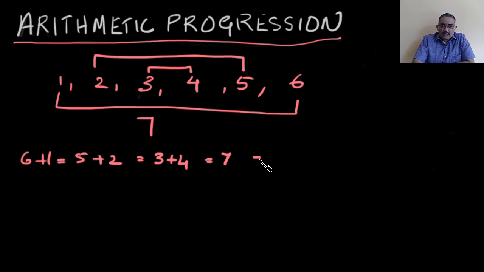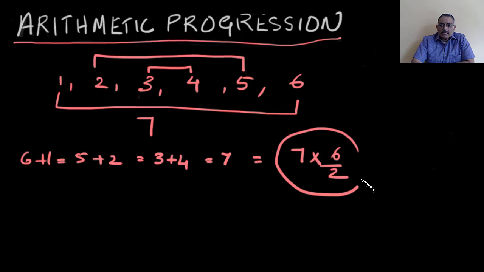Now how do we find the sum of all these terms? All we have to do is take this 7 and multiply by the total number of terms divided by 2, so basically half of them. We have 3 pairs here. We originally had 6 terms, and when we added 2 each, we had half of it. So 6 divided by 2. This is going to be the sum of the terms.